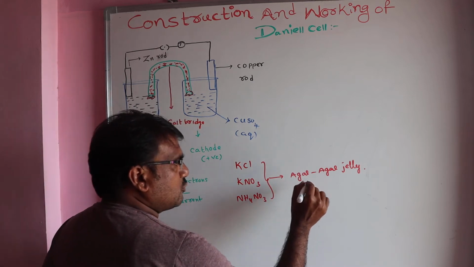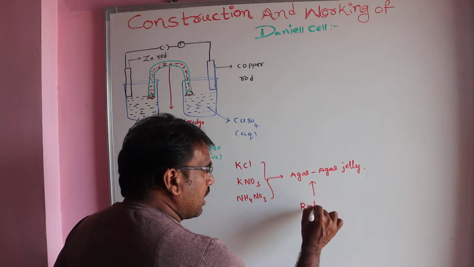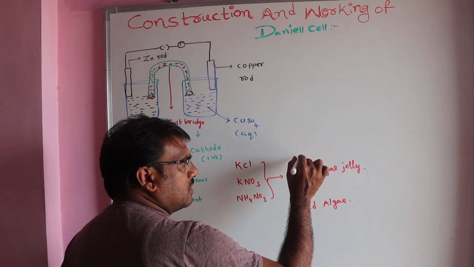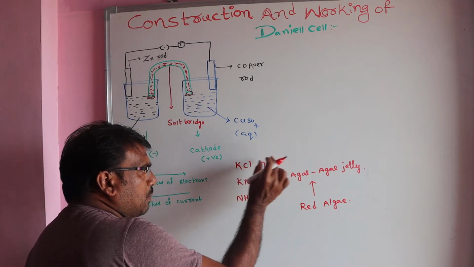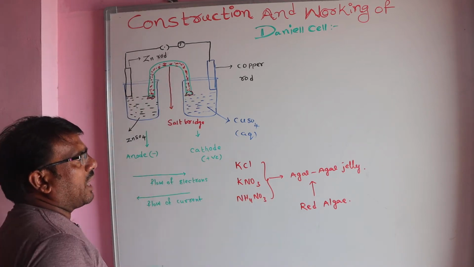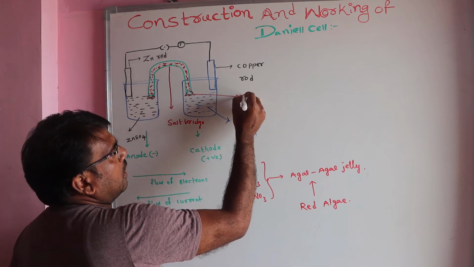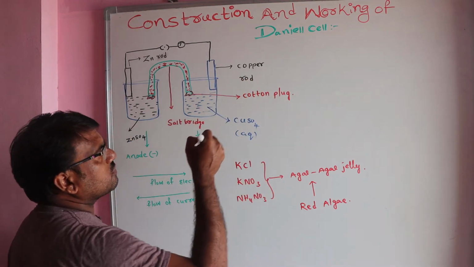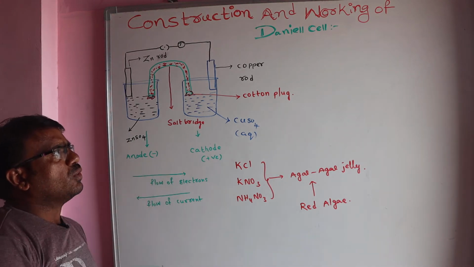Actually, this agar-agar jelly is extracted from red algae. It is an unbranched polysaccharide, a jelly-like material, called agar-agar jelly. It is mixed with the KCl, KNO3 and ammonium nitrate. They should be taken in the U-shaped glass tube, and the ends of the glass tube contain what?